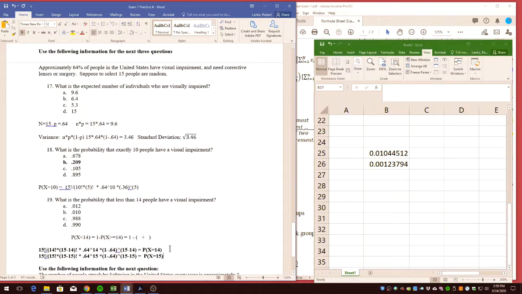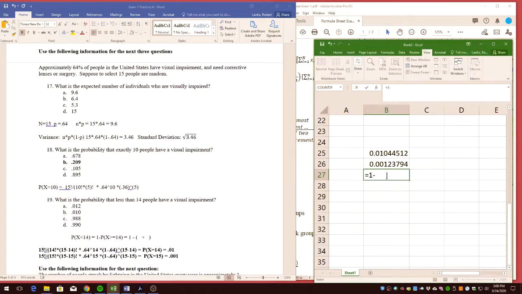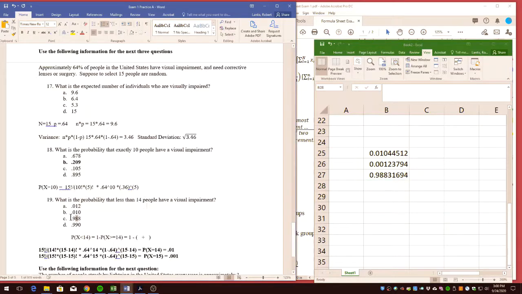So I get about 0.01 and 0.001. Right? So if I were to add these up and subtract them from 1, so 1 minus this plus this, you get about 0.988, which sure enough is the answer I have here.